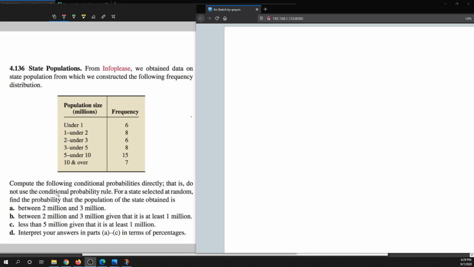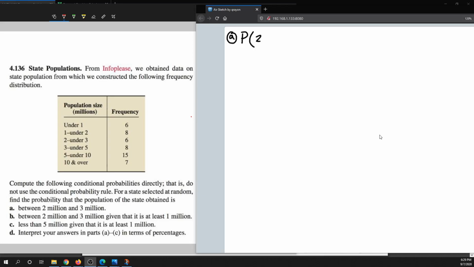It says, compute the following conditional probabilities directly. That is, do not use the conditional probability rule, which we haven't talked about yet. It says, for a state selected at random, find the probability that the population of the state is A, between 2 and 3 million. Okay, so we want the probability that the population is between 2 and 3.